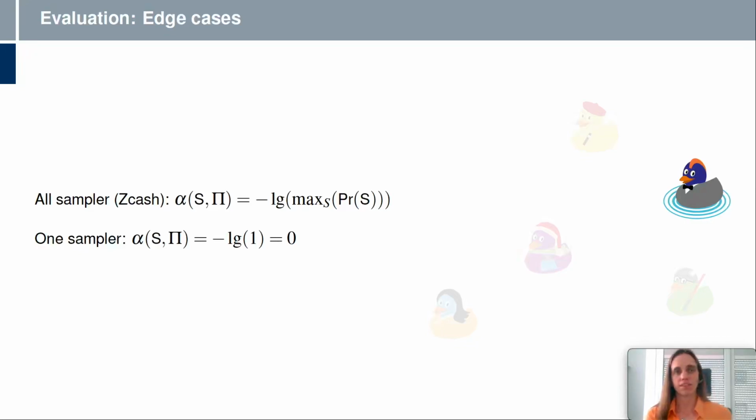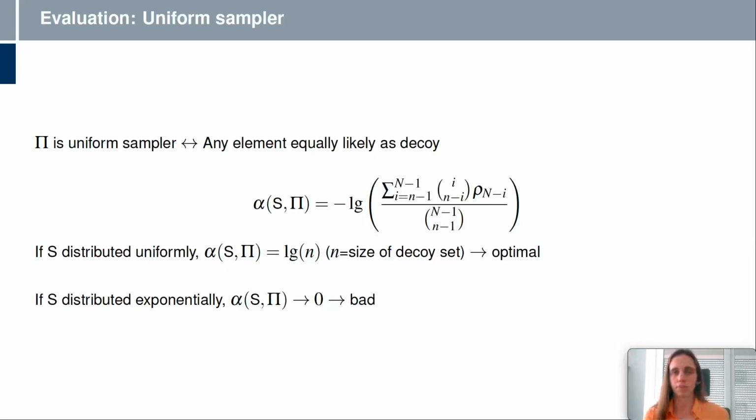Some intermediate cases are first the uniform sampler. The uniform sampler is what I already explained for Monero. We just sample uniformly over all possible spenders the ring. This gives us some binomial coefficients, and depending on the probability for the actual spenders. And we can see that if spenders are actually distributed uniformly, then this would be quite good with the uniform sampler, because then we get the logarithm of n, so of the ring size, as anonymity, and that's optimal. That's the best we can hope for.